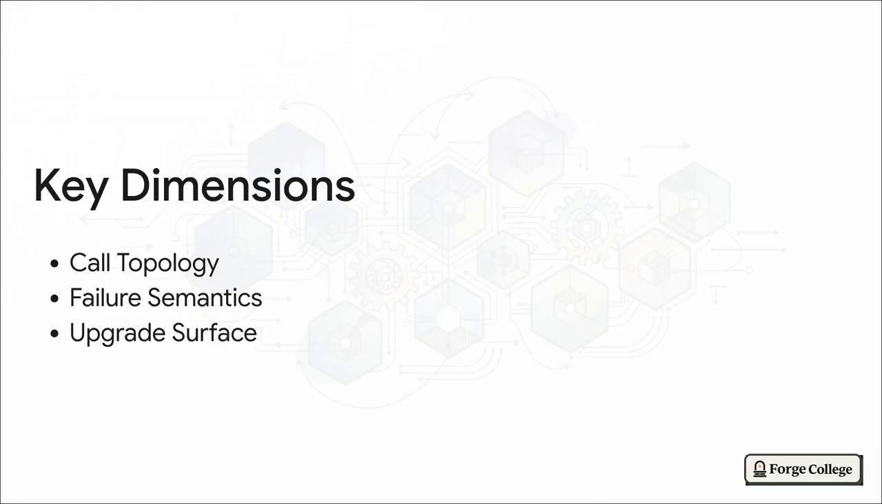Second, failure semantics. What actually happens when a partial failure occurs? Do we just revert the whole thing, or do we adapt? And third, the upgrade surface. Basically, how easy is it going to be to swap out parts of your blueprint later without accidentally tearing the whole house down?